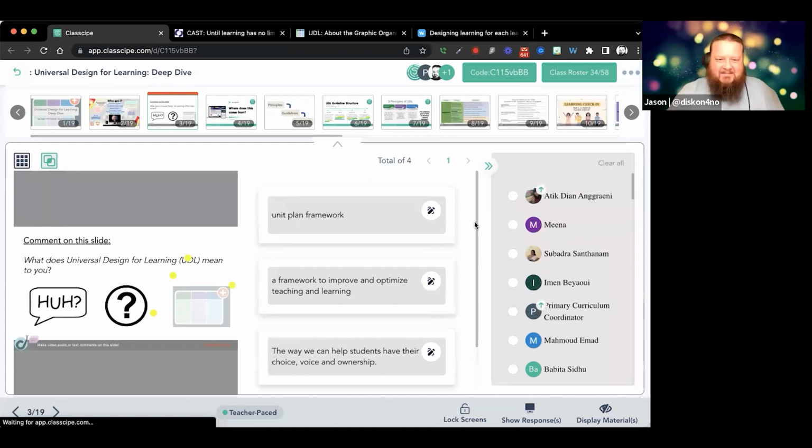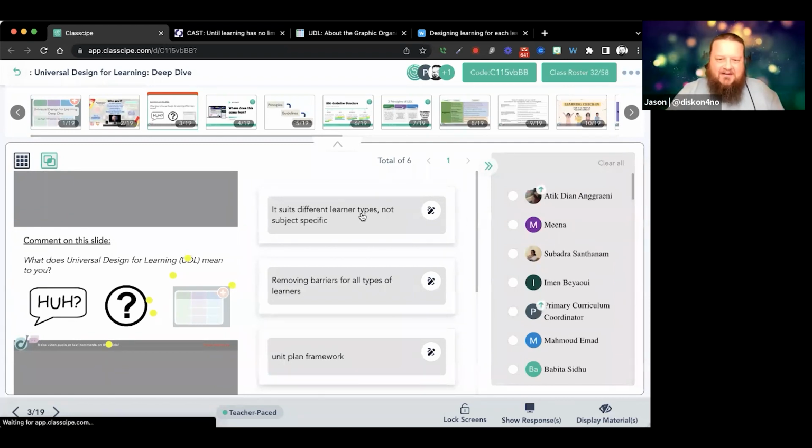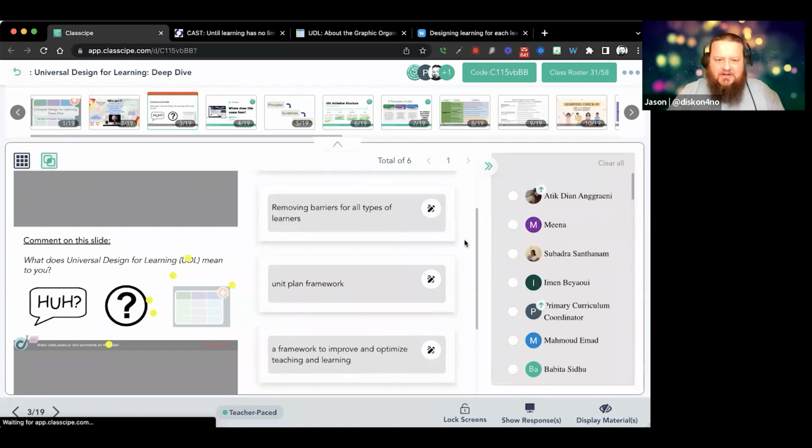All right. A framework to improve and optimize teaching. Yep, absolutely. Unit plan frame. Sure, absolutely. Removing barriers for all types of learners. I like that. Yes. Those barriers that we constructed, so hopefully we can tear them down. Different types of learners, not subject. Perfect. Thank you for adding that not subject specific part. That's often overlooked. So thank you for sharing that.